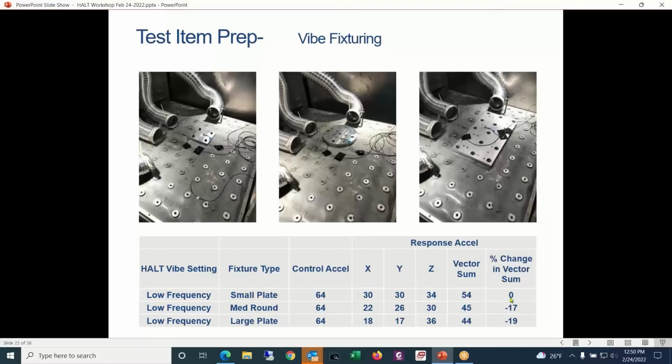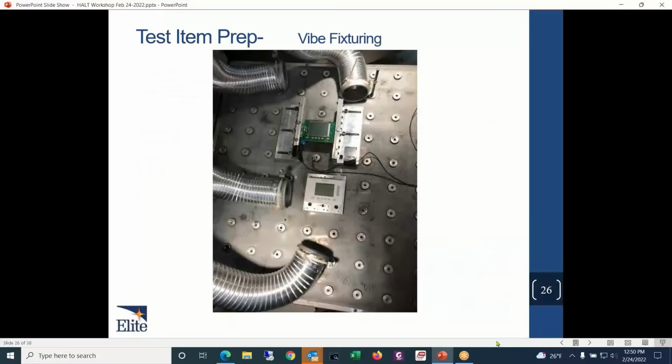You'll see that on the smallest plate, this is where we get our highest vector sum GRMS acceleration, and as the plate gets larger, you can see that you're getting less of a vector sum. So again, we're dampening out some of the vibration by using a heavy, larger, more massive fixture that clamps more of that table down.